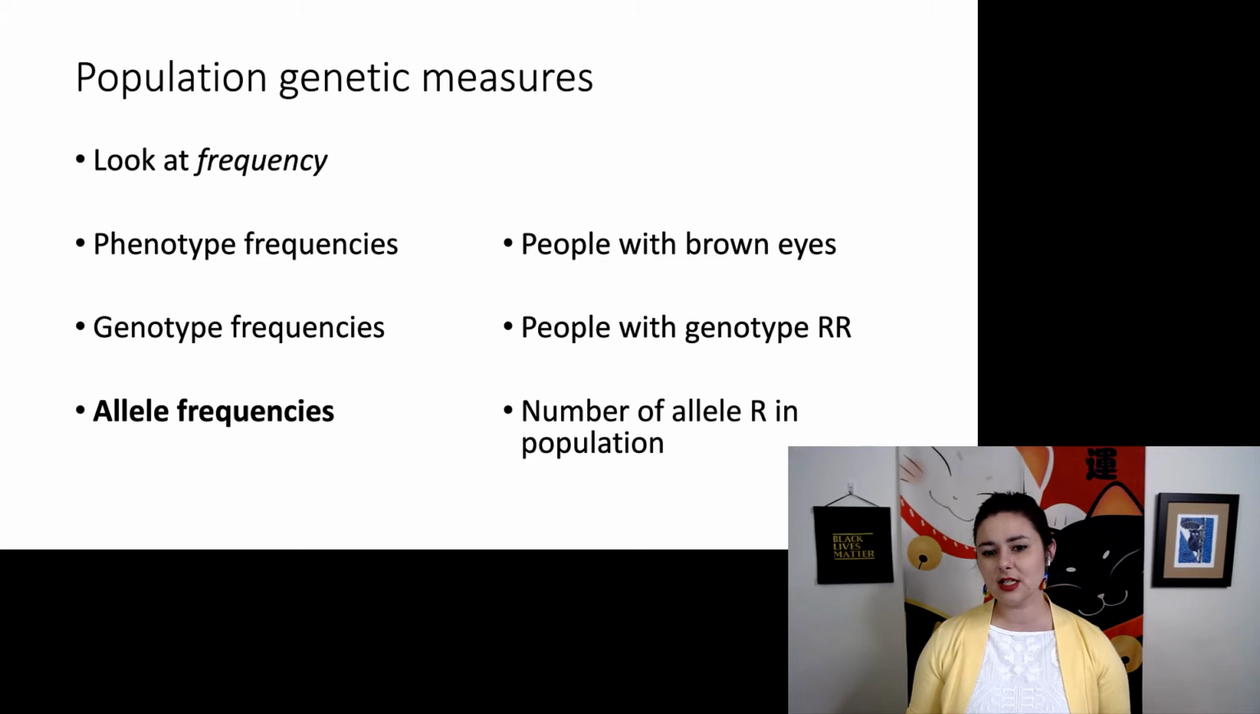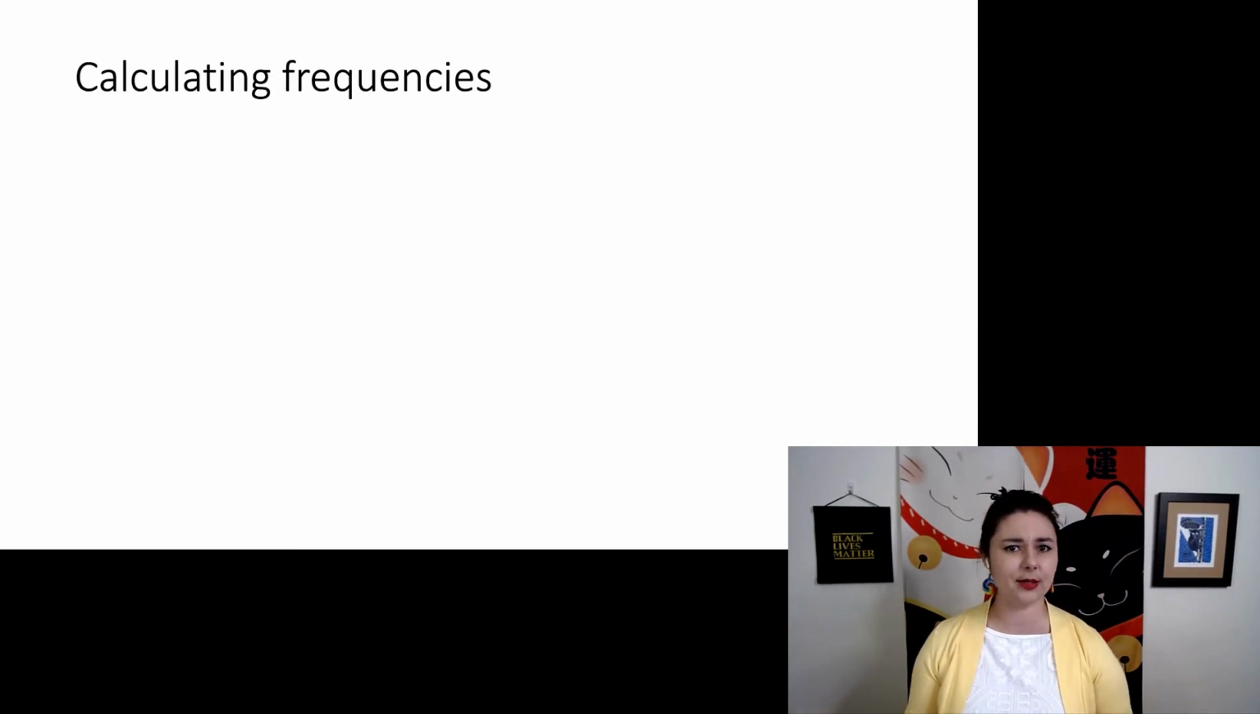This one's a little bit different and interesting because there are actually twice as many alleles as there are people, because every person has 2 alleles. So you want to make sure you're not off by a factor of 2. But let's go through an example for how we calculate these different frequencies.